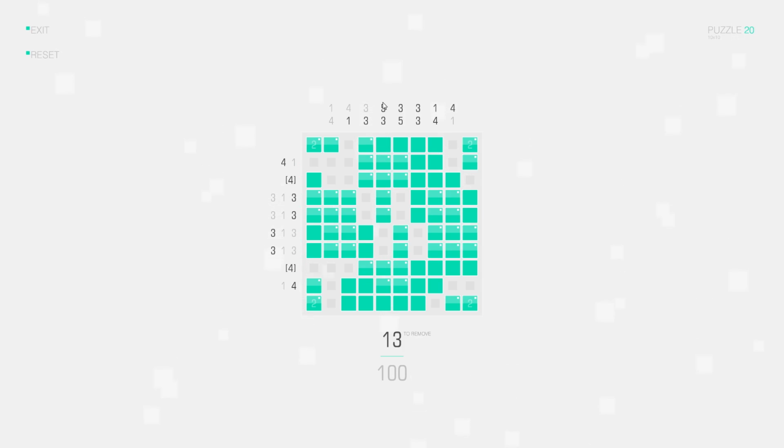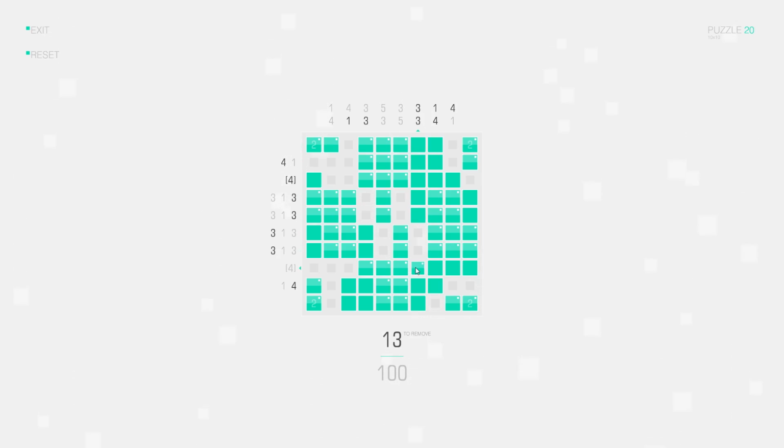Okay, so here in this column we can actually complete it because we only have 5 squares left up here and 3 squares left down here. And here in this column we have only 5 squares left at the bottom and 3 squares left at the top. So this column is also complete. And here in this column the same thing applies like in this column.